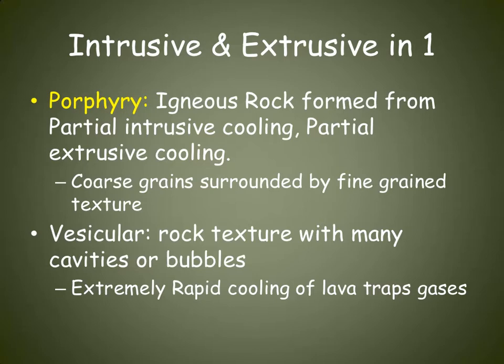Porphyry and vesicular are words that we use with texture. So as we said, coarse-grained or fine-grained. If we have a mixture, we say it's porphyritic, or it has porphyry. If it has little bubbles, as in pumice and scoria, we'd refer to it as vesicular, and that again kind of looks like a sponge.